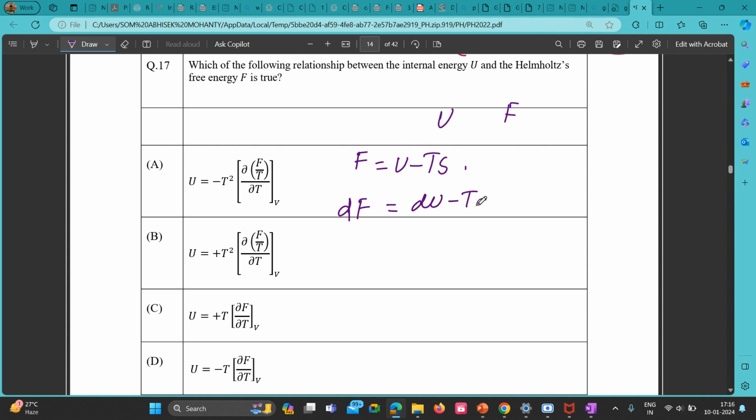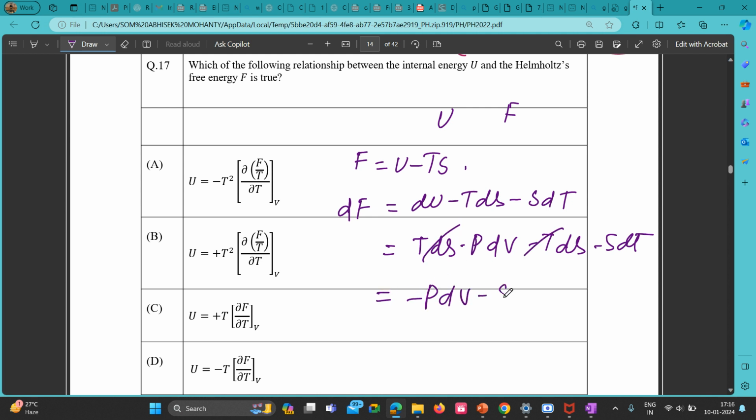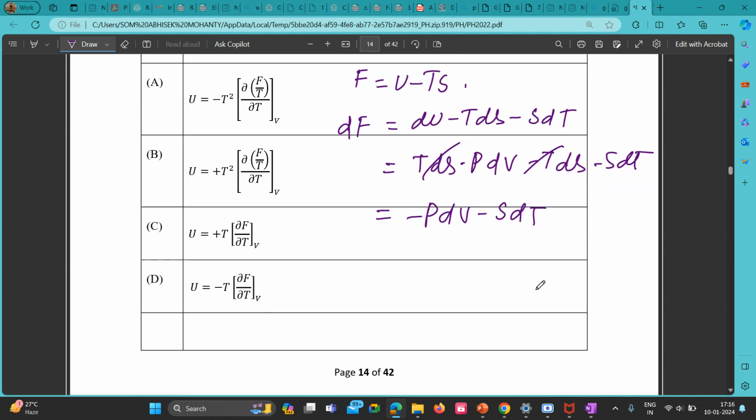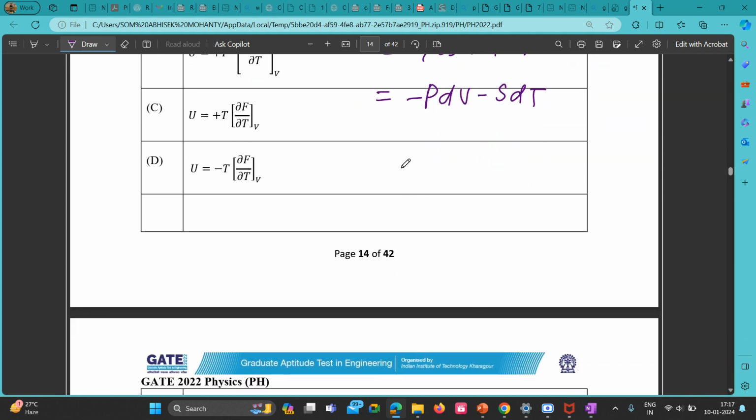dU minus TdS minus SdT. dU can be written as TdS minus PdV, isn't it? Minus TdS minus SdT. So TdS cancels, so it is minus PdV minus SdT. So this is your dF. So from here S is equal to how much? Minus del F by del T when V is constant.